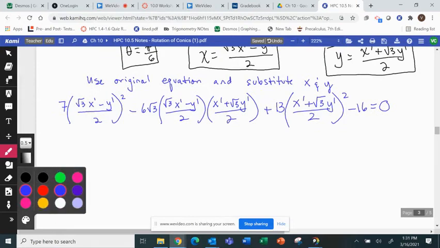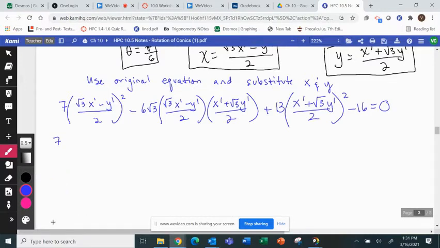So the next thing I'm going to do is multiply the numerator and denominators of the fractions. I'm going to leave my 7 out there. I'm going to get 3x prime squared. And then my ab term is going to be minus 2 square root 3 x prime y prime. And then my third term will be plus y prime squared. And then in the denominator, 4. That's the first fraction.